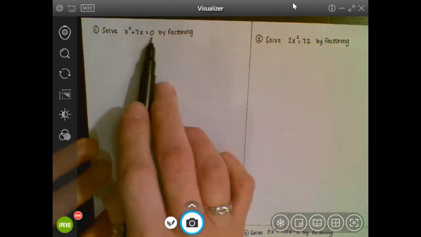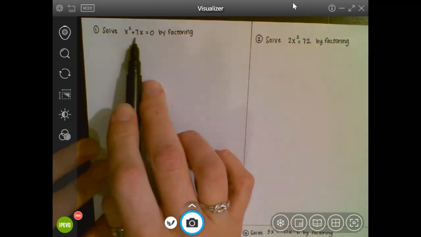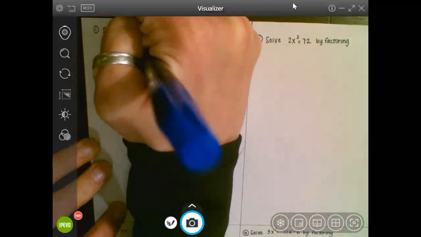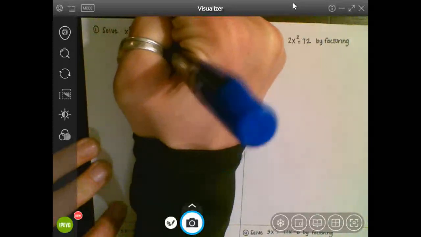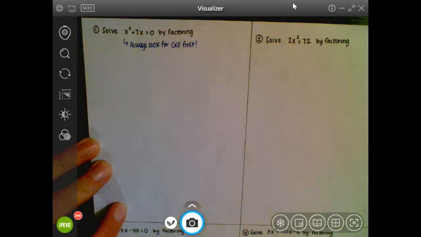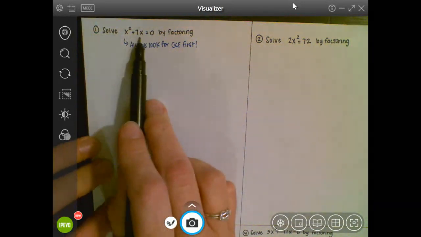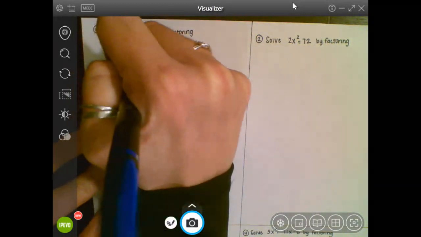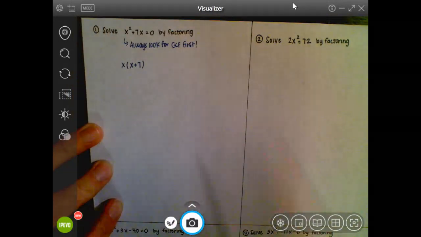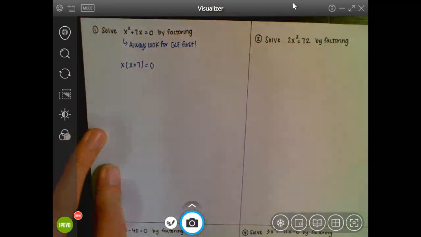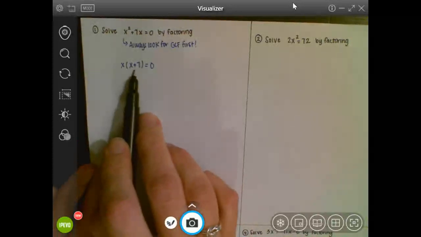So once I have one side equal to 0, the first thing that I should be looking for over here is always look for a GCF first. So in this case, my x squared plus 7x has a GCF of x that I'm going to go ahead and factor out. So that's going to leave me with an x times an x plus 7. And then I want to bring down my equals to 0. And in this case, I don't have anything left to do on the inside of the parentheses here. I can't really do much with the x plus 7.